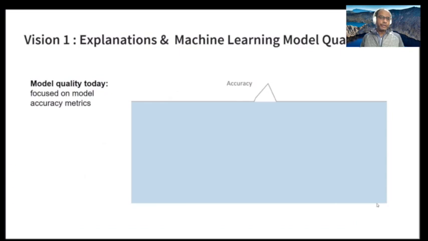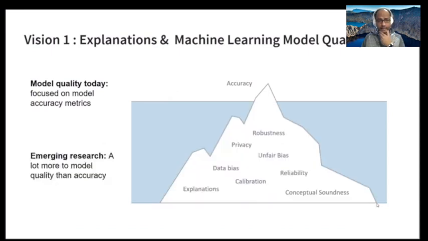Let's first turn to this question of explanations and machine learning model quality. A lot of the practice of machine learning has historically focused on model accuracy metrics such as AUCs and Gini, F1 scores, and metrics like that in assessing the quality of machine learning models.